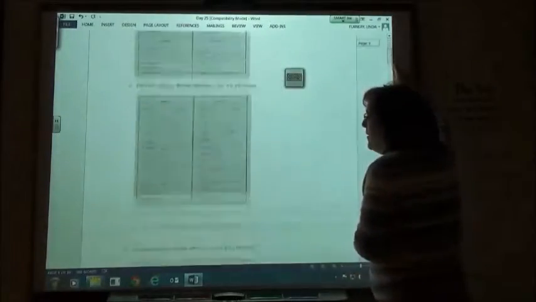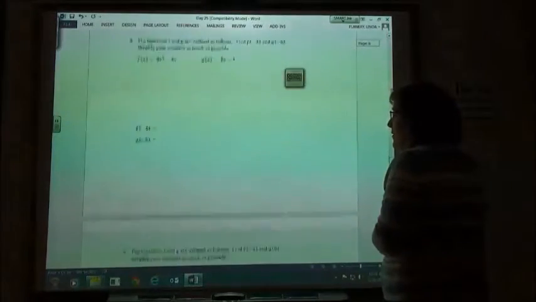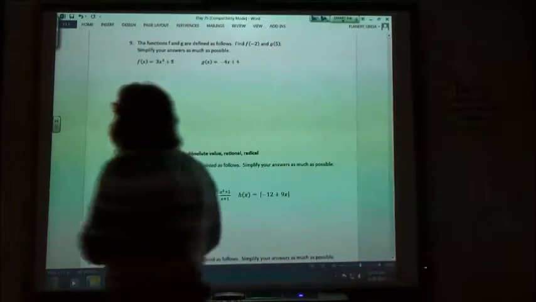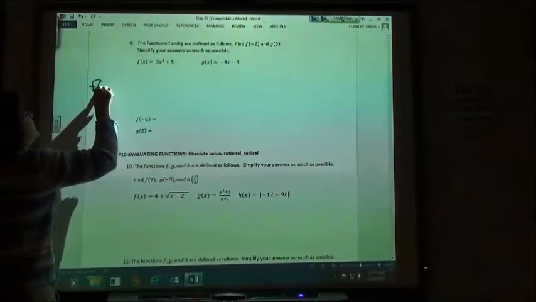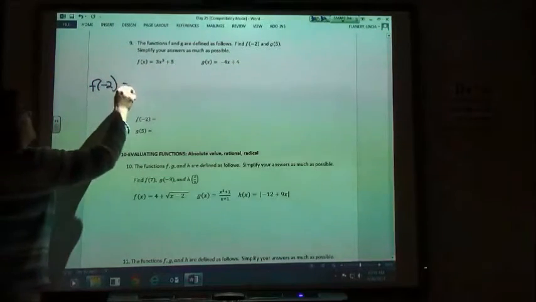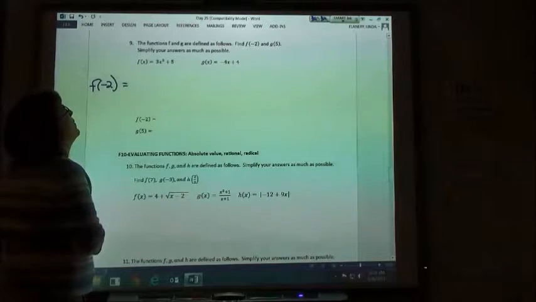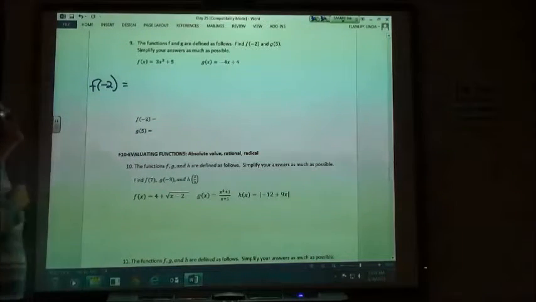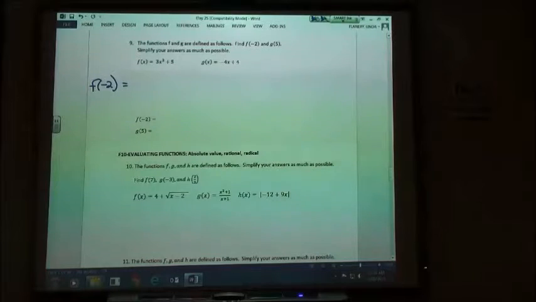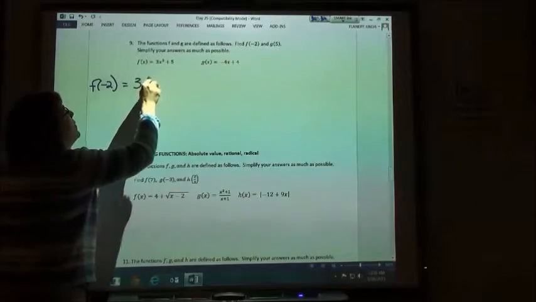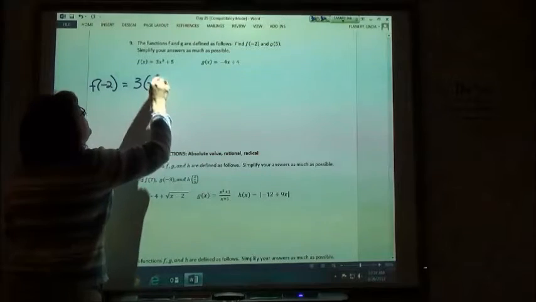Now we're gonna see if you really got this one figured out, because I think you do. Number 9 says we're gonna do f of -2 first. What are we gonna write down? f parentheses -2 equals 3. Where are you putting that in? In the parentheses. So 3 parentheses, -2.